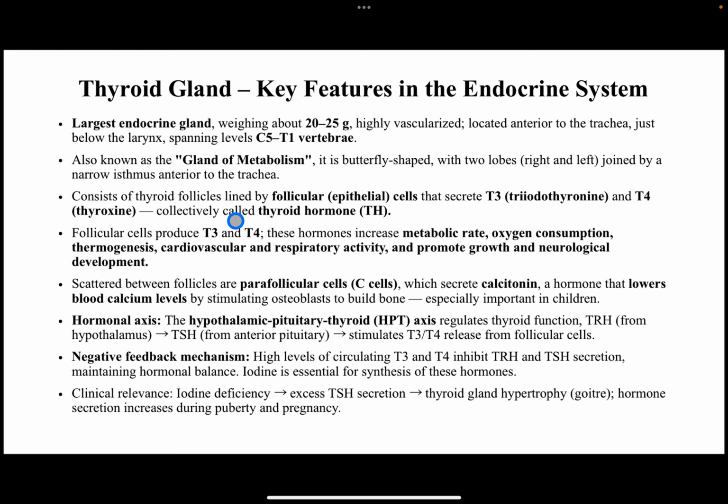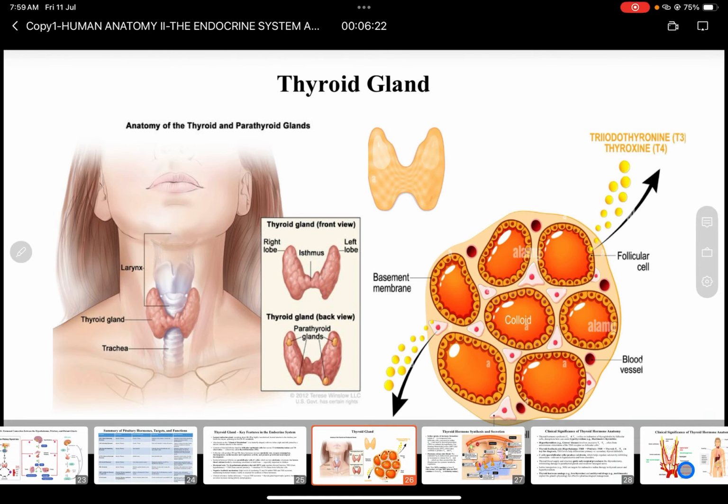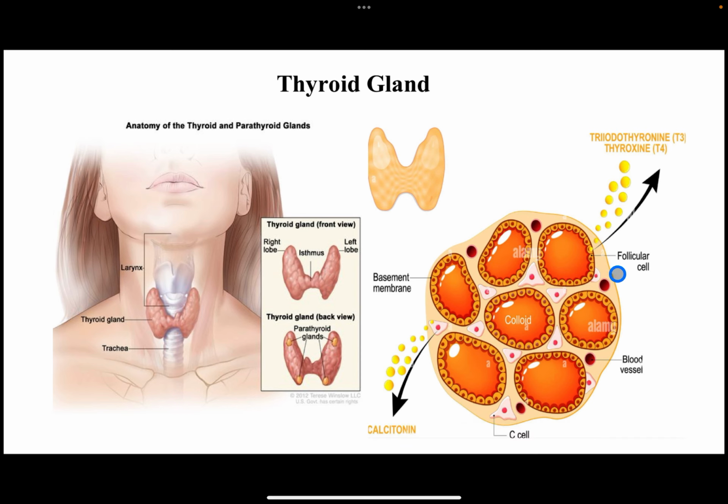Now, it consists of thyroid follicles lined by follicular epithelial cells that secrete T3, that is the triiodothyronine, and T4, the thyroxine. These are what we refer to as the thyroid hormones. So we have follicles in the thyroid gland, and the follicular cell secretes the T3, which is the triiodothyronine, and then the T4, which is the thyroxine.